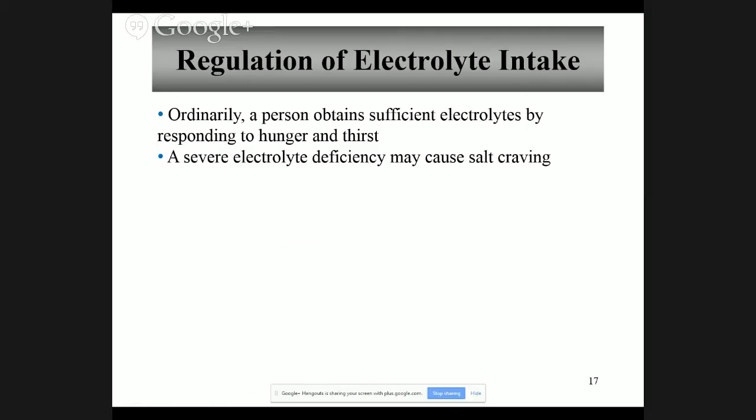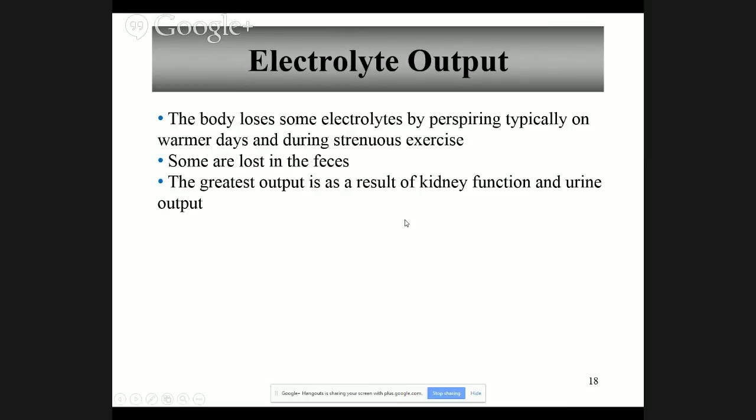Ordinarily, a person obtains sufficient electrolytes by response to hunger and thirst. Severe electrolyte deficiency may cause you to crave salt. The body will lose electrolytes by perspiring, typically on a warmer day and during strenuous exercise, and some are lost in feces. But the greatest output is a result of kidney function and urine output.